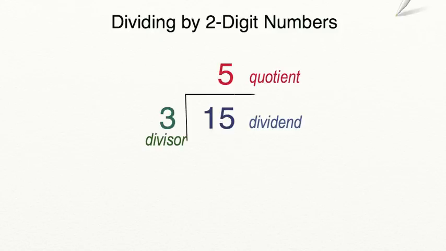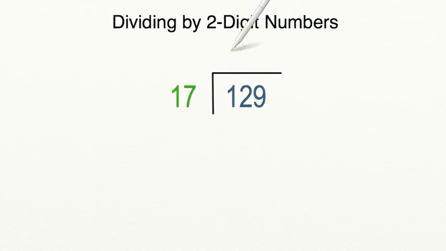Before we begin today, let's review some basic vocabulary. The quotient is the answer to a division problem. The number that is being divided is called the dividend, and the number that you are dividing the dividend by is called the divisor. Your first step when dividing by a two-digit number is to take your divisor and round it to your nearest 10. If we take 17 and round it to our nearest 10, we get 20.